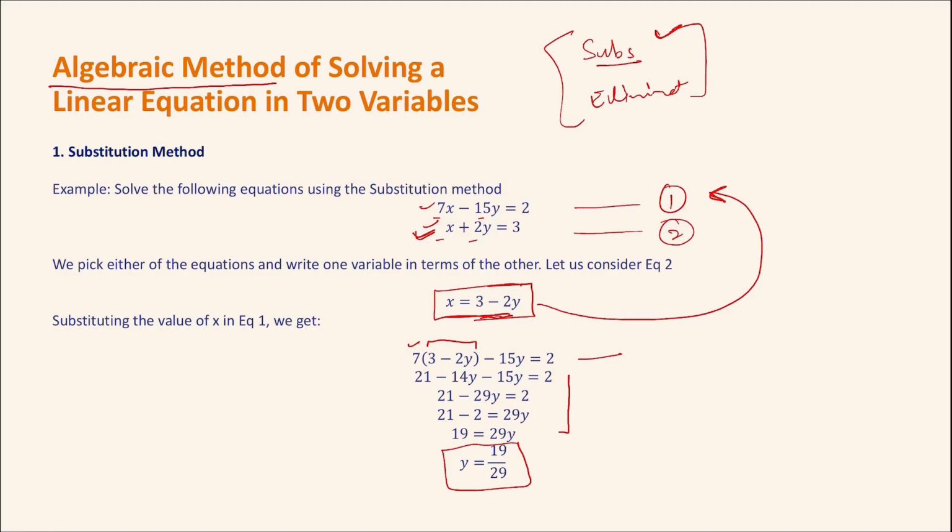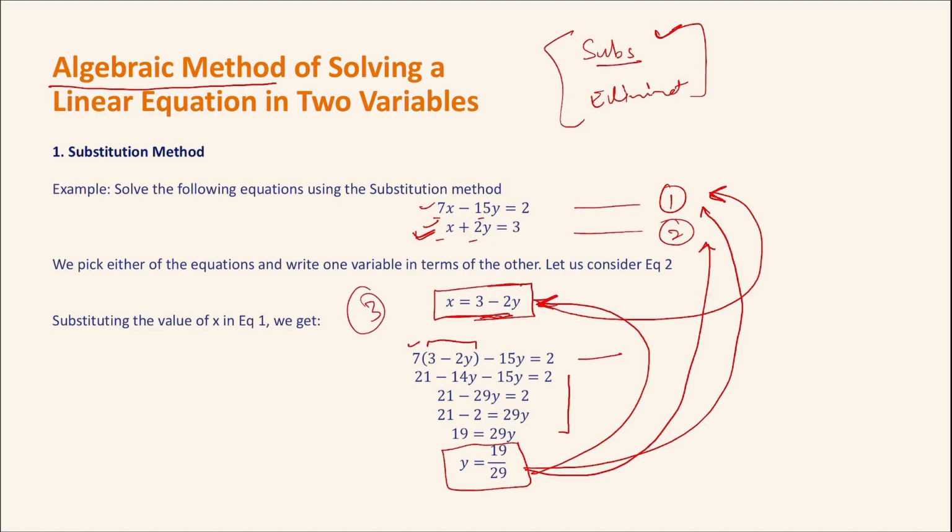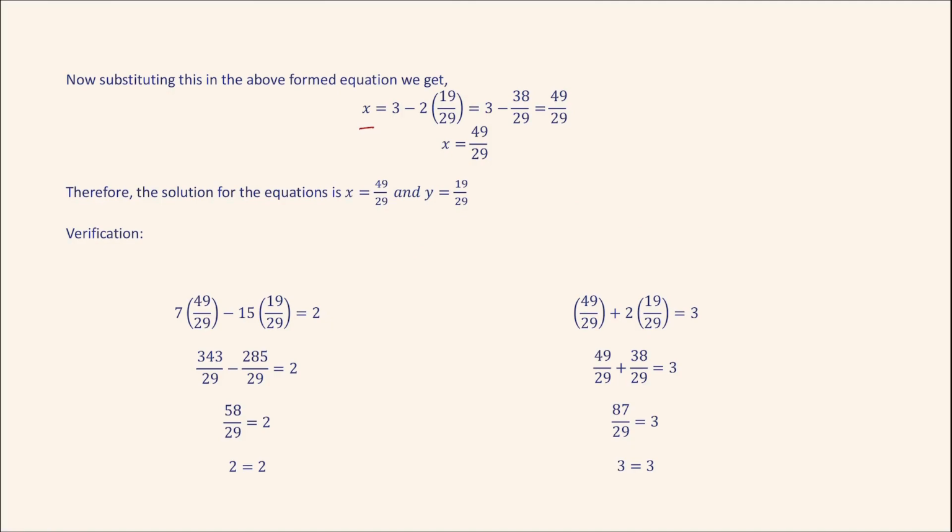Now we can find x in three ways. Either you put this y in equation 1, or you put this y in equation 2, or you put this y in equation 3, the one we made. Whichever you find easy, you will get the value of x in all three ways. But I would suggest you pick this one, because when you put the value of y, it would exactly give us the value of x. So now x is equal to 3 minus 2 multiplied by the value of y, right? So this gives us the value of x as 49 upon 29.